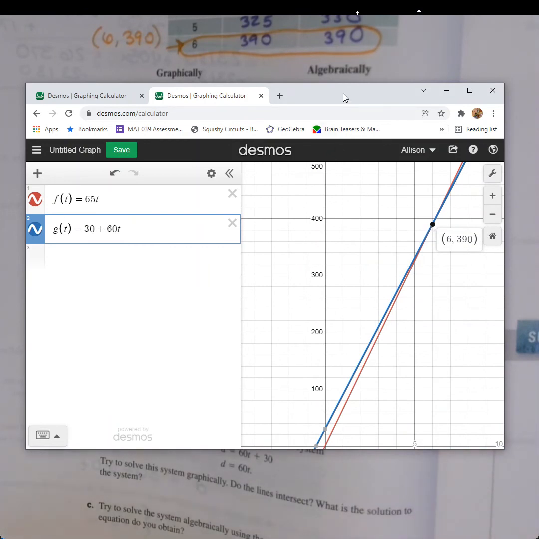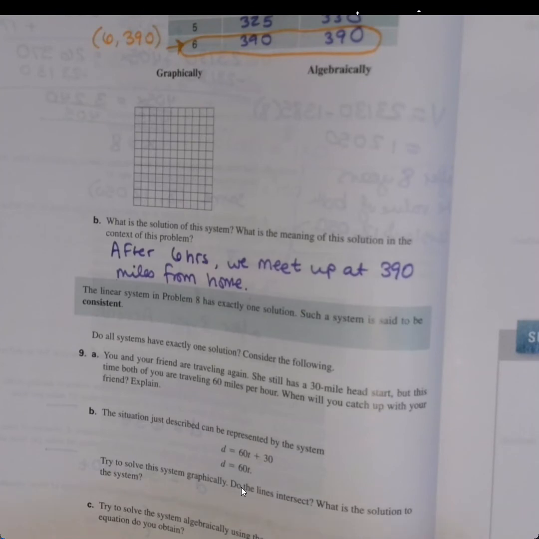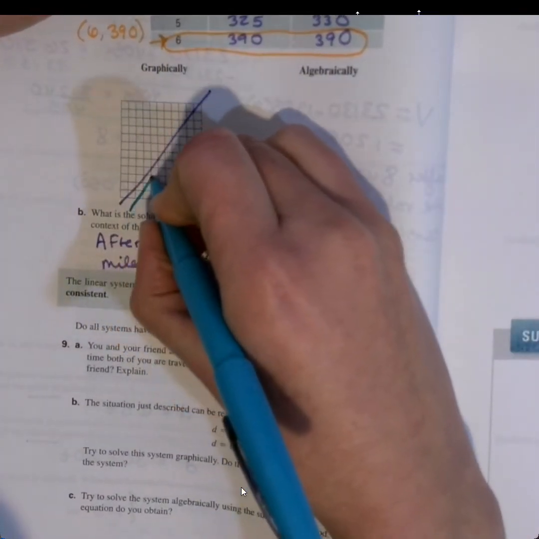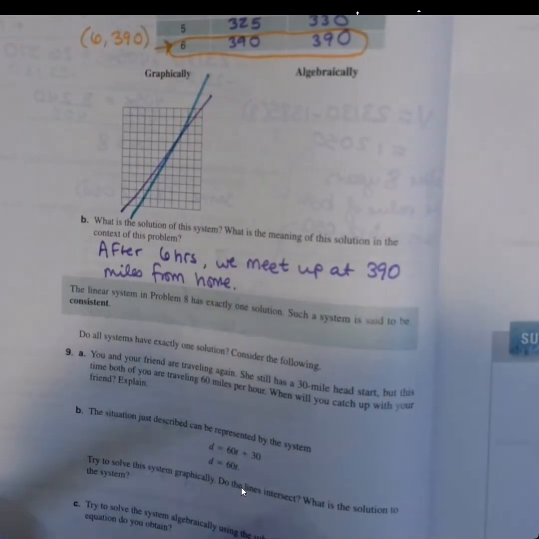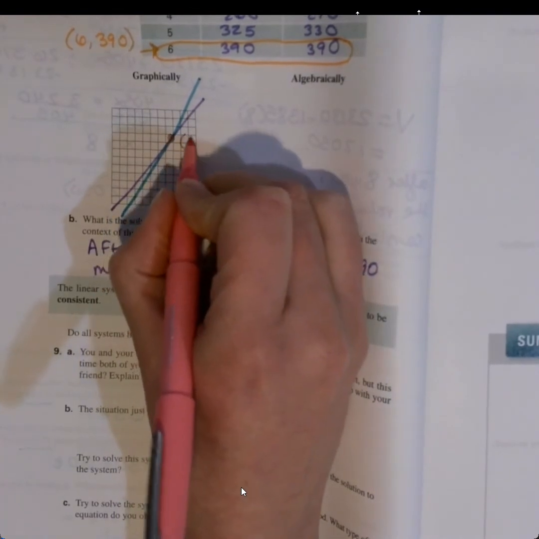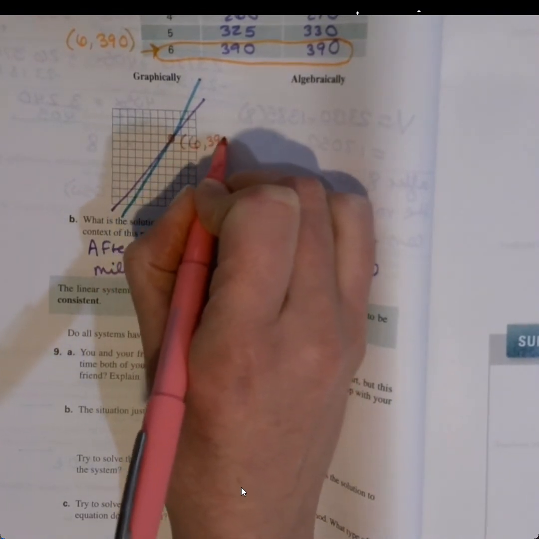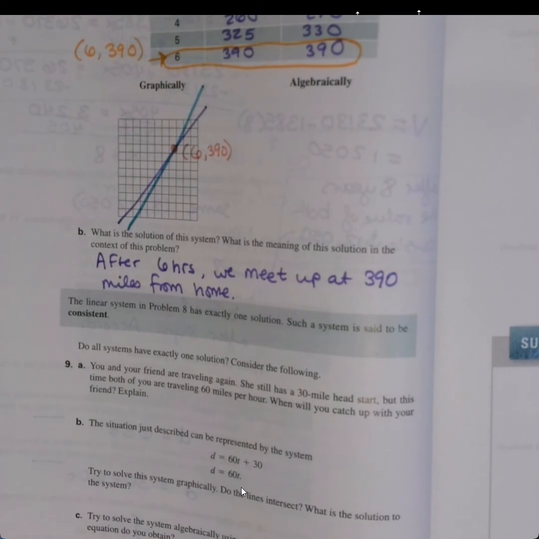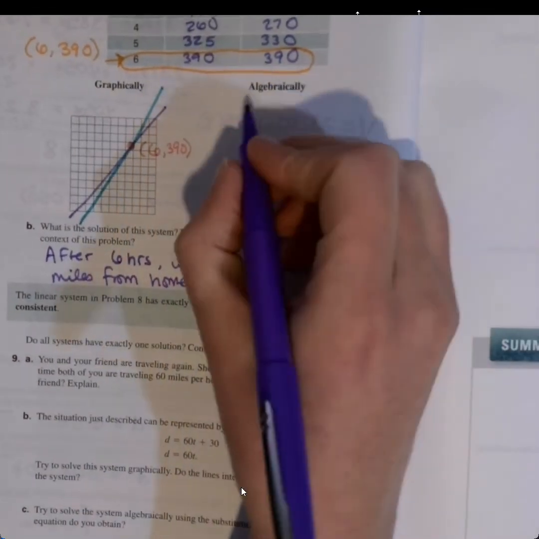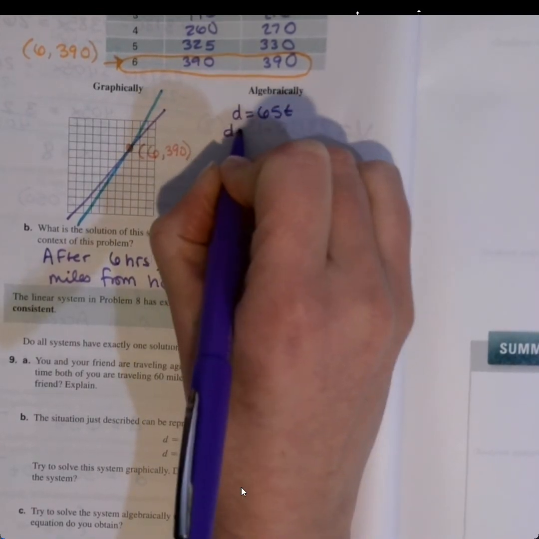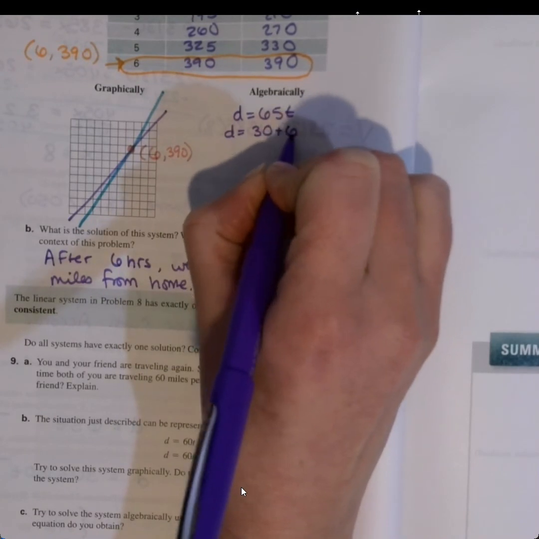So I can see my two lines are very close together, but I'm able to identify where they cross. So I'm going to draw it like this, and we're going to pinpoint our intersection point at that (6, 390). Okay, so algebraically, my equations were d equals 65t and d equals 30 plus 60t.